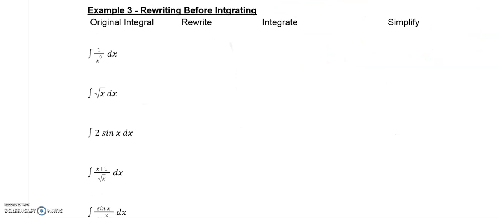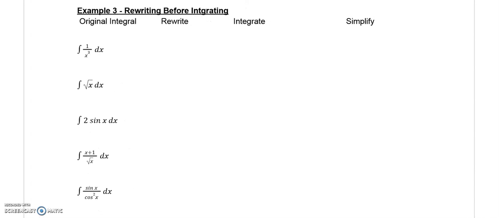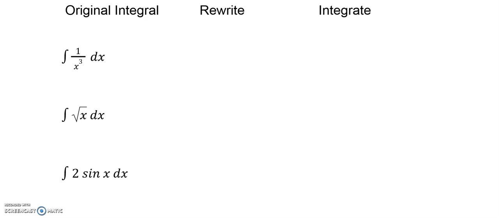Looking down at example 3, on some of these, it's going to be easier to rewrite them first and then integrate them. For example, if we look at this first one, instead of 1 over x to the third, we can rewrite it as the integral of x to the negative third. And always have that dx that shows what variable you're integrating. It might seem tedious and unnecessary now, but later on when we integrate with different variables, it becomes very important.